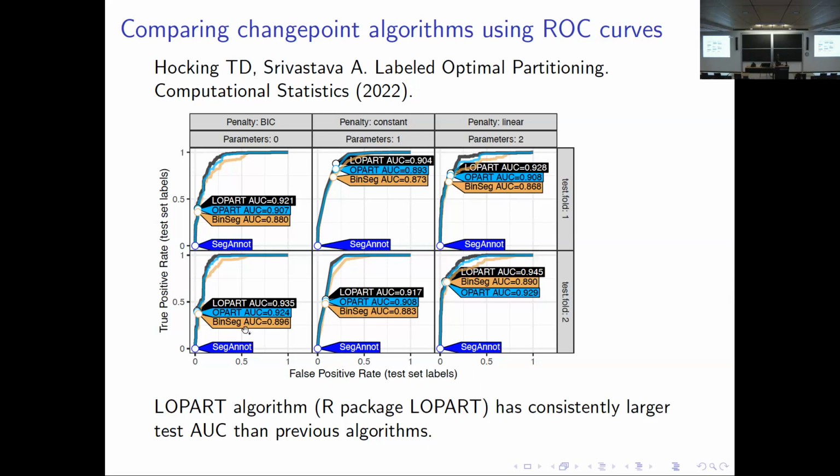And so again, we use the ROC analysis in the context of change point detection, just like we do in binary classification. At the end of the day, we can say which algorithm is more accurate. Do we have any questions about that? Okay.